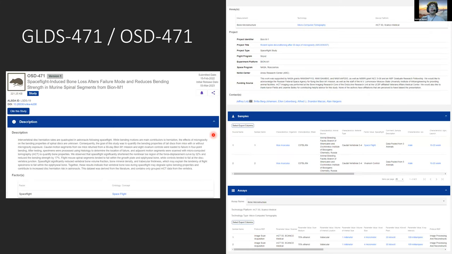Finally, a few weeks ago, I had received word that one of the studies that we had curated fully cleared approval and was publicly released. That was very exciting for us. And this can actually be found as it was previously known as GLDS-471, but now as OSD-471. And here's what part of it looks like.